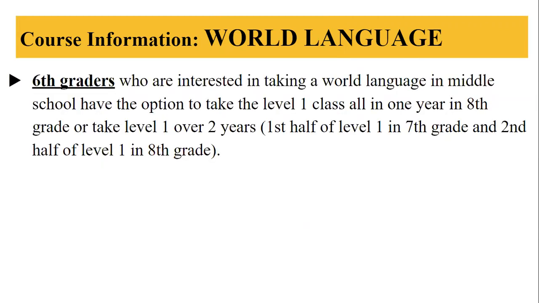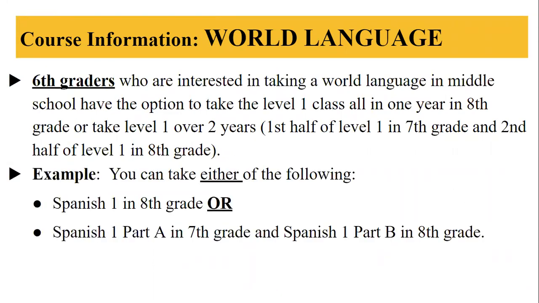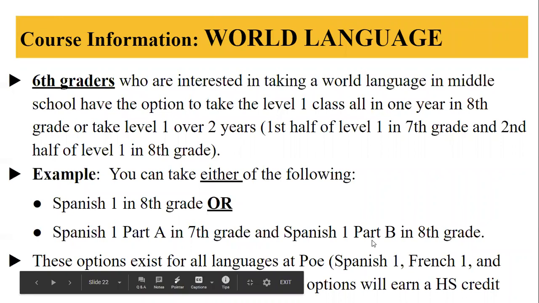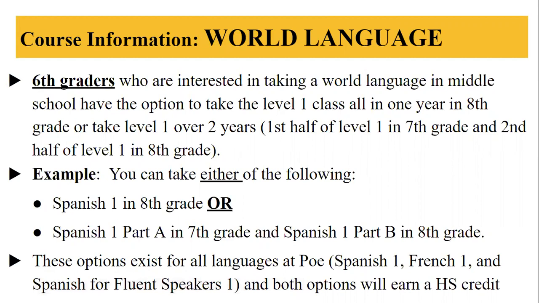Okay, so 6th graders, if you are interested in taking a world language class in middle school, you have 2 options. You can take the level 1 class all in 1 year in 8th grade, or you can split that class in 2 and take the first part of it in 7th grade and the second part of it in 8th grade. So that would look like this. You can wait until 8th grade and take Spanish 1, or next year you can take Spanish 1 Part A, and then in 8th grade, Spanish 1 Part B, okay? These options exist for all languages, Spanish, French, or Spanish for fluent speakers, and both options will earn you 1 high school credit.